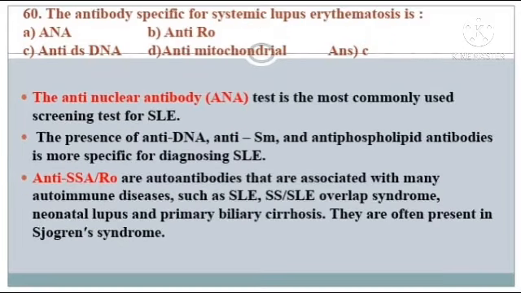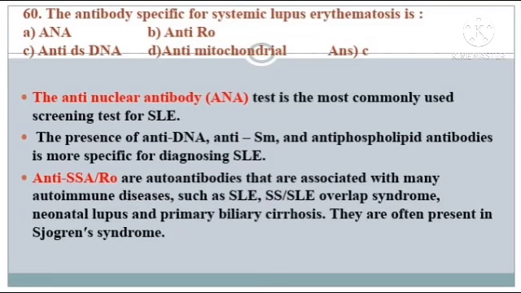The last question, the antibody specific for systemic lupus erythematosus is? The answer is option C, anti-double-stranded DNA. ANA, the anti-nuclear antibody test, is the most commonly used screening test for SLE. The presence of anti-DNA, anti-SM and anti-phospholipid antibodies is more specific for diagnosing lupus erythematosus.